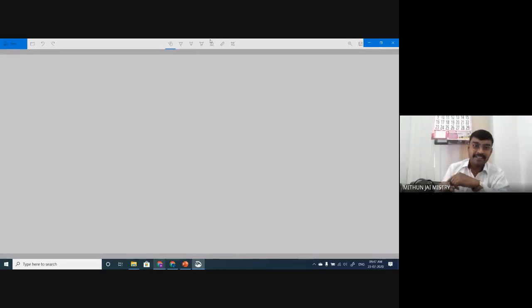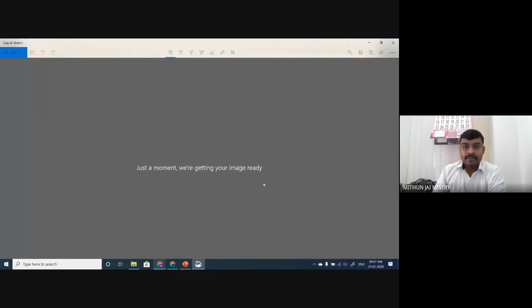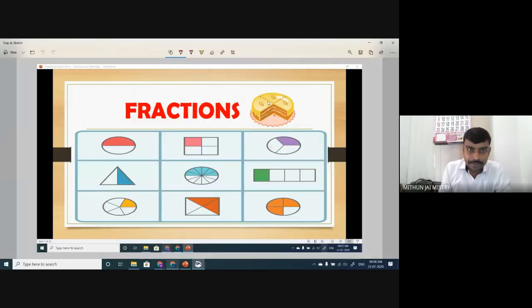Great. It is just taking a moment to get the image ready. Now my image is ready. So this is 1 by 2, that's what you are telling, right? So 1 out of 2 parts is shaded. 1 by 2 is shaded.